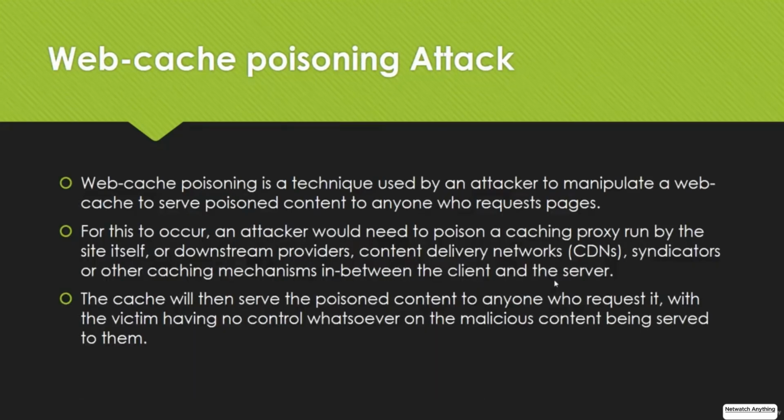Now let's talk about what is a web cache poisoning attack. So basically it is a technique that is used by an attacker to manipulate a web cache to serve poisoned content to anyone who requests pages. And for this to occur, an attacker would need to poison a caching proxy run by the site itself, or maybe by downstream providers, or maybe by CDNs. CDN stands for Content Delivery Network. Or we can use another caching mechanism in between the client and the server.